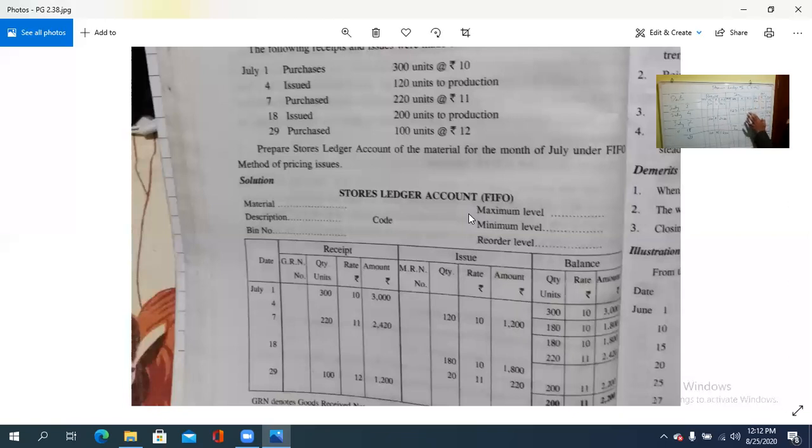FIFO means first come, that is to be first served, or first in that is to be first utilized. So 180 is the first available quantity. So out of the 200, 180 at 10 is utilized.